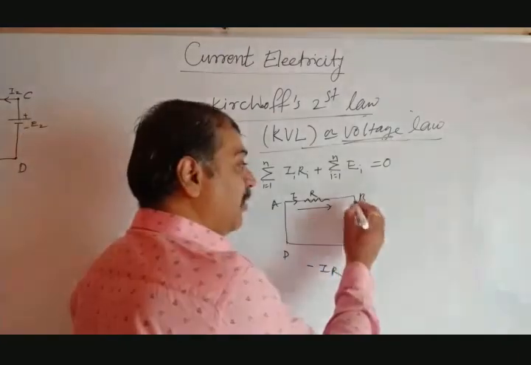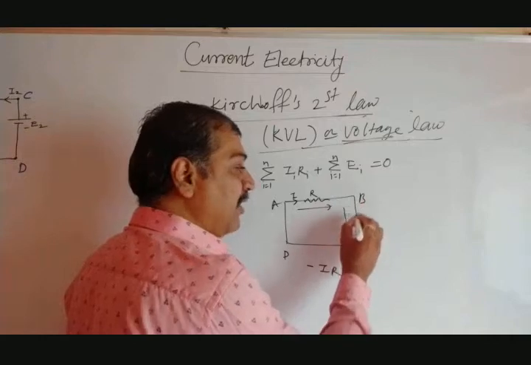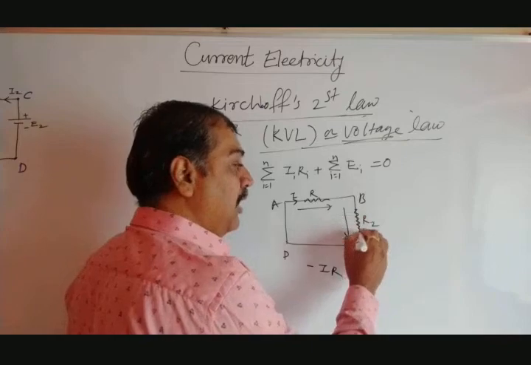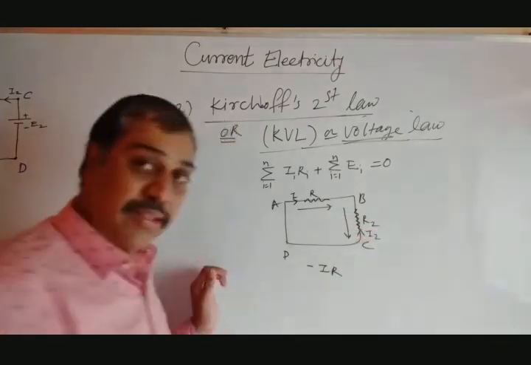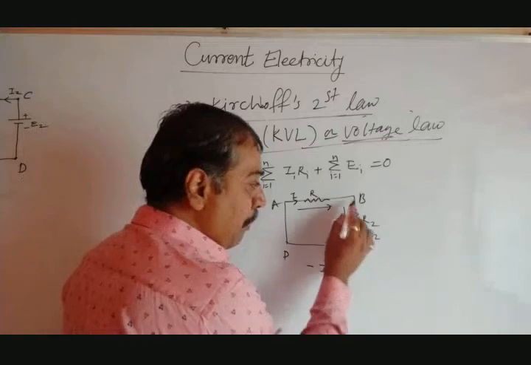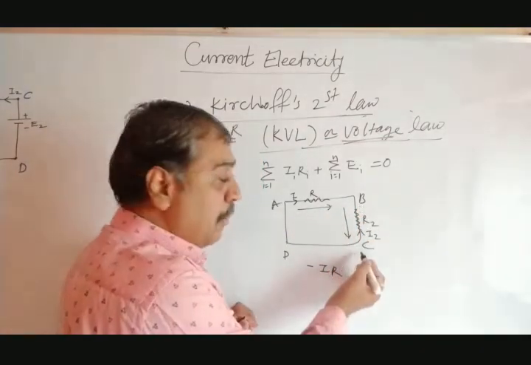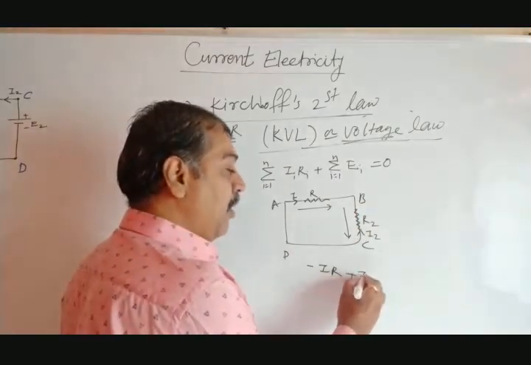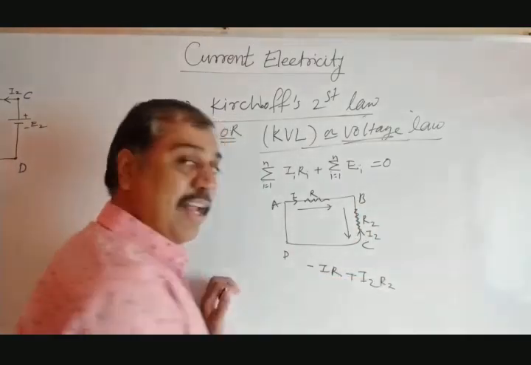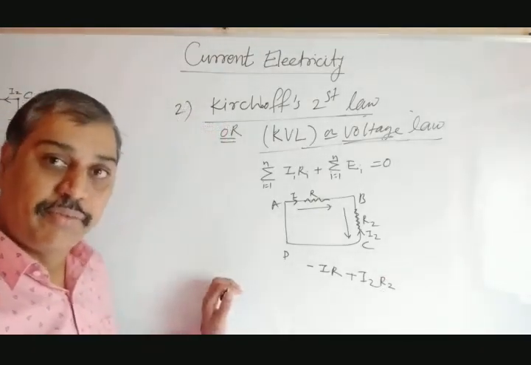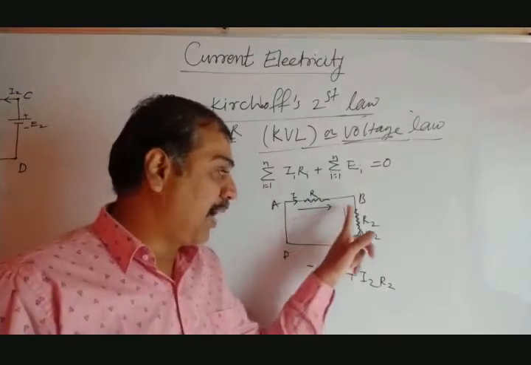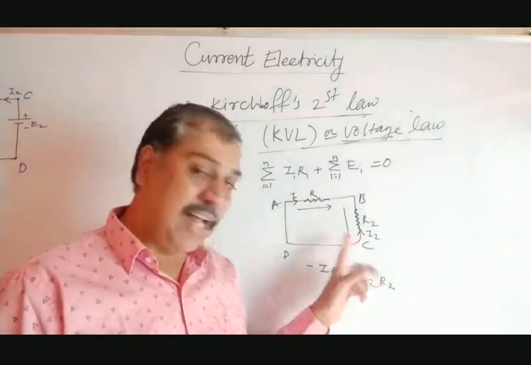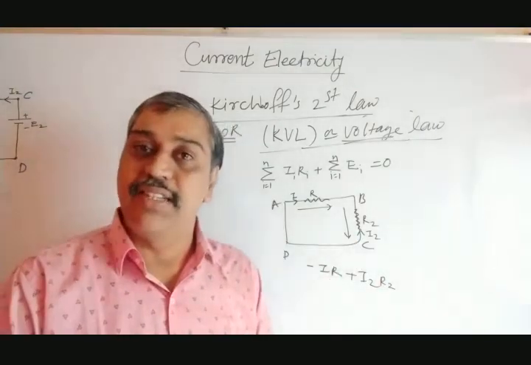And another thing: suppose we are tracing the loop from B to C like this. This is R2, suppose, and this current is I2. Now in the second case, when we are tracing the loop from B to C, from up to down, but the direction of current is opposite, in that case that potential drop I2 R2 is taken as positive. These are the sign conventions for potential drop. If the direction of tracing the loop is the same as that of the current, that potential drop is negative, otherwise it is taken as positive. That is for the potential drop.